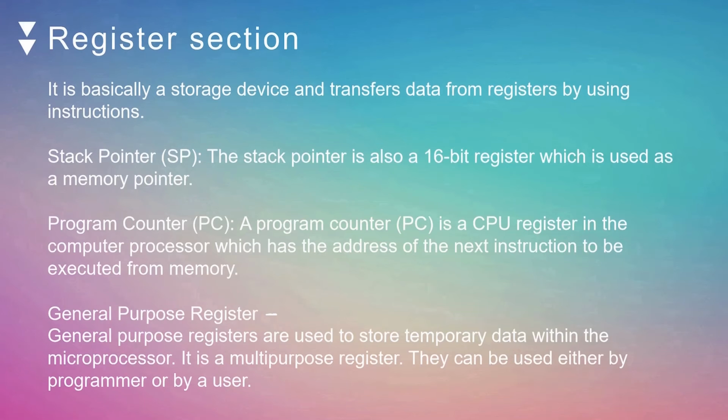Next, we have the program counter. The program counter is a CPU register in the computer processor which has the address of the next instruction to be executed from memory. Next, we have the instruction register. An instruction register is a part of the CPU's control unit that holds the instruction currently being executed or decoded.